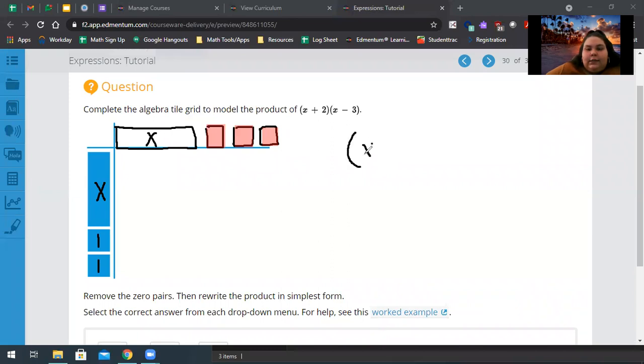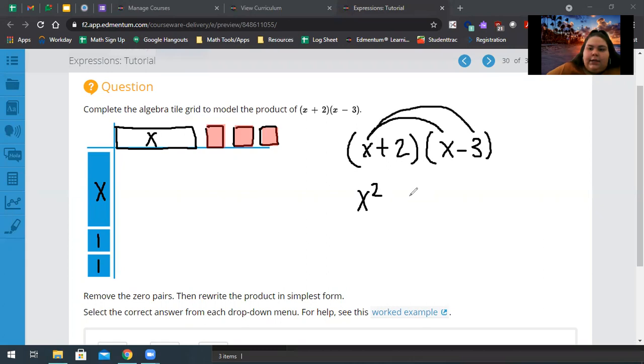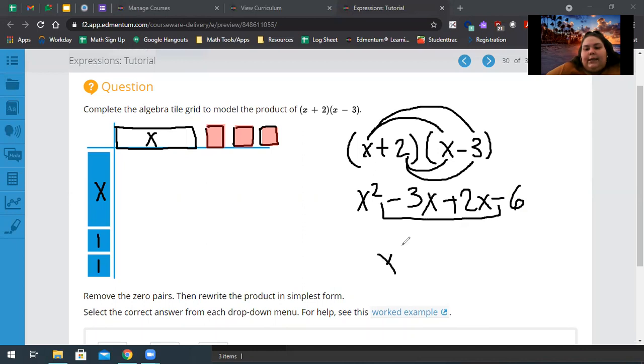So we have (x + 2)(x - 3). Start from the far left with this x. x times x is x squared. x times -3 is -3x. 2 times x is positive 2x. 2 times -3 is -6. So if I simplify this part, this will be x squared. If you owe somebody $3 and you have 2, you still owe them $1 more, so that's -1x minus 6.